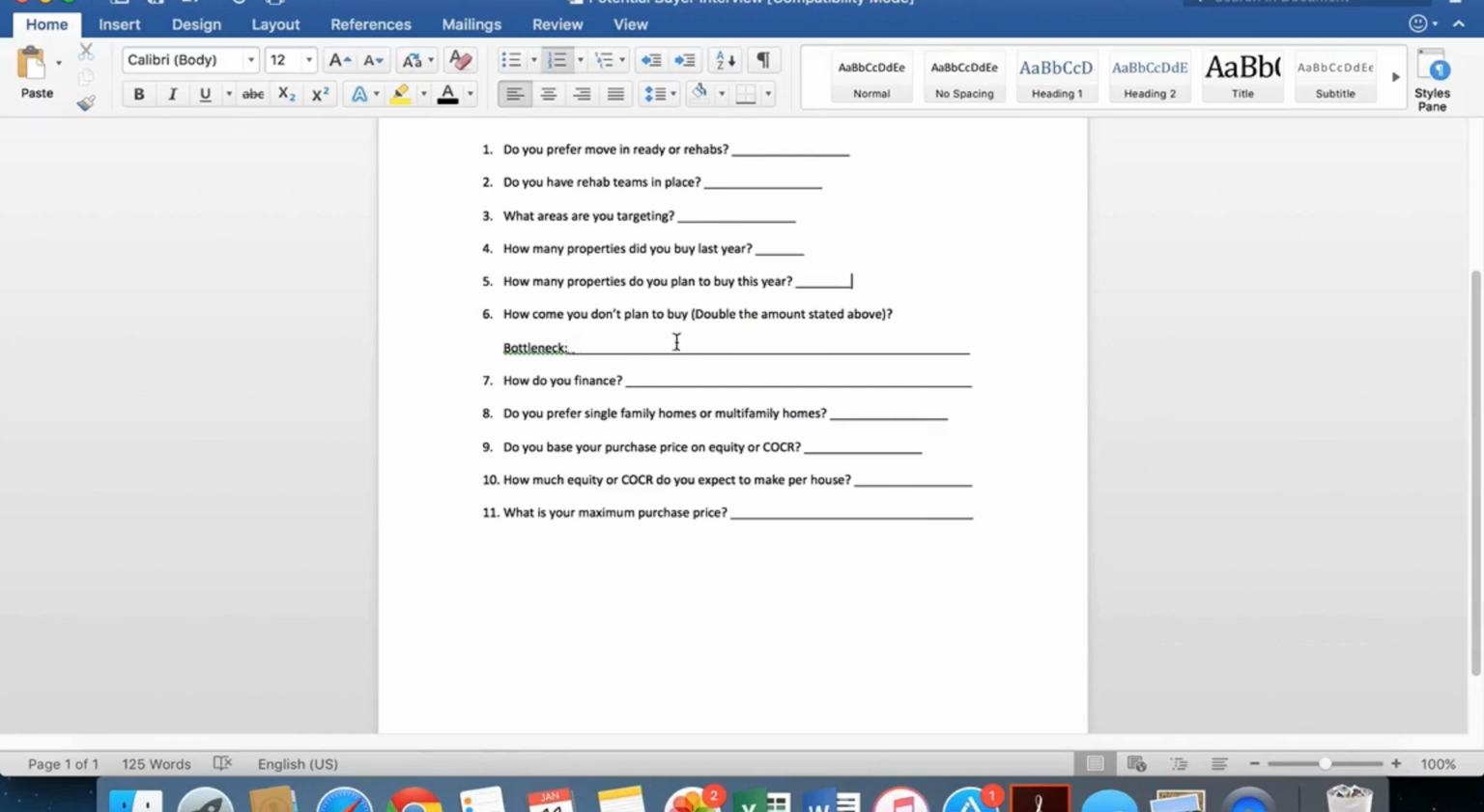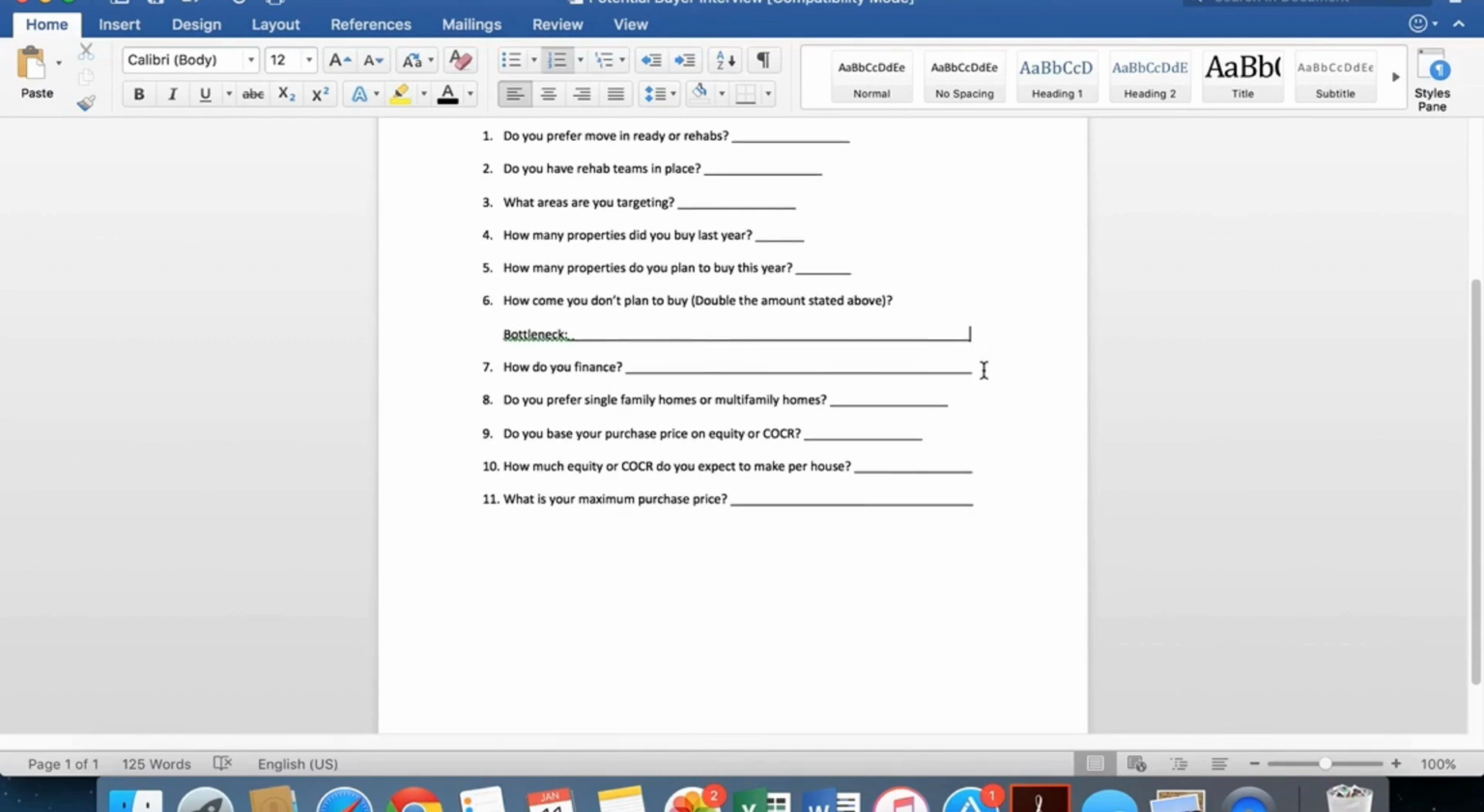And depending on what they tell you, it might be something that you would be able to help them out with to get to that 20 properties per year. We want to know how they finance. Cash is obviously what we like to look for, especially with our rehab properties. But sometimes they use private money, hard money. And then in the cases of turnkey properties, we also have potential clients that do use bank financing. So go ahead and write that down. We want to know if they're buying single family homes or multifamily homes. If they're also interested in commercial buildings, go ahead and just write that down.